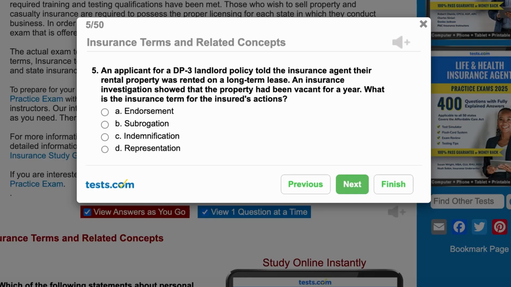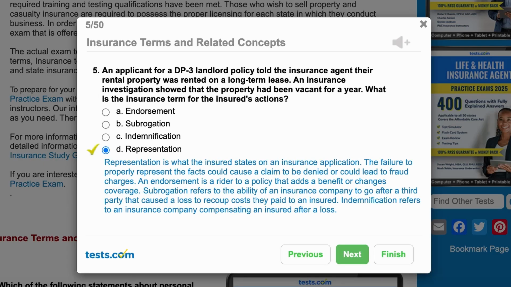D. Representation. Representation is what the insured states on an insurance application. The failure to properly represent the facts could cause a claim to be denied or could lead to fraud charges.